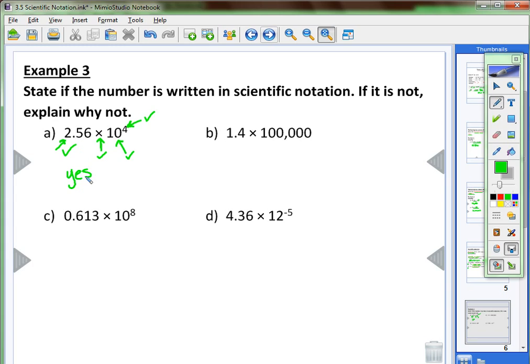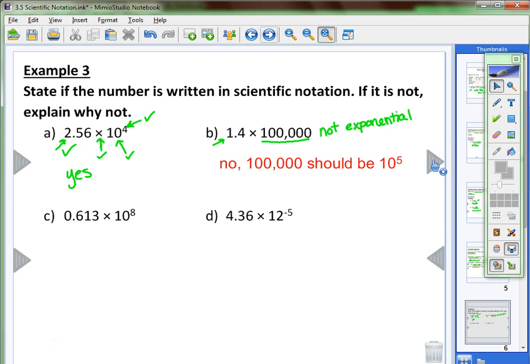Part B, however, is not. This number is between 1 and 10, but this number is not written with an exponent. So the answer for this one is no. 100,000 should be 10 to the 5th power.